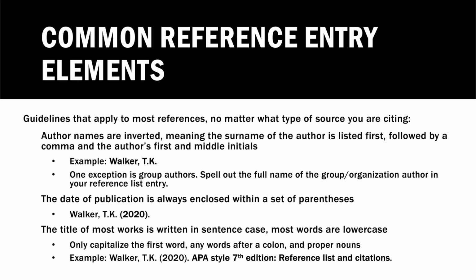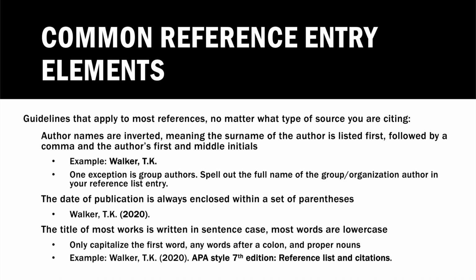I'll use my name as an example. My full name is Tiffany K. Walker. If I were to cite an APA source that I've written, my last name would go first, Walker, comma, T, period, K, period. One exception is group authors. For group authors, such as government organizations, you should spell out the full name of the group or the organization in your reference list entry.